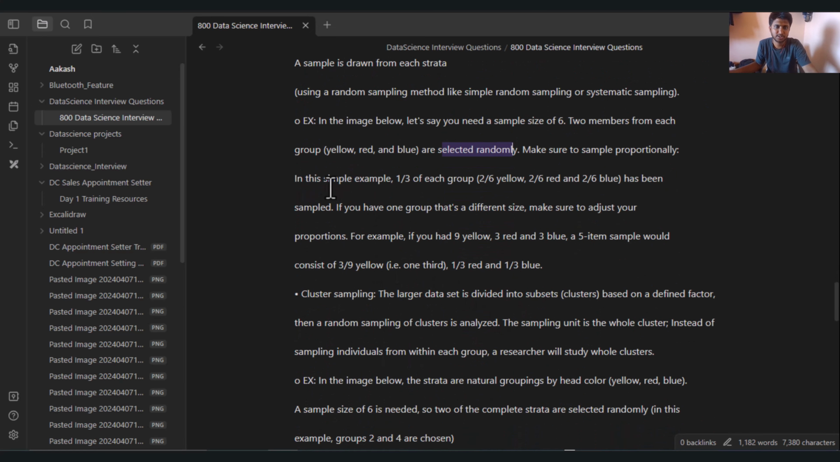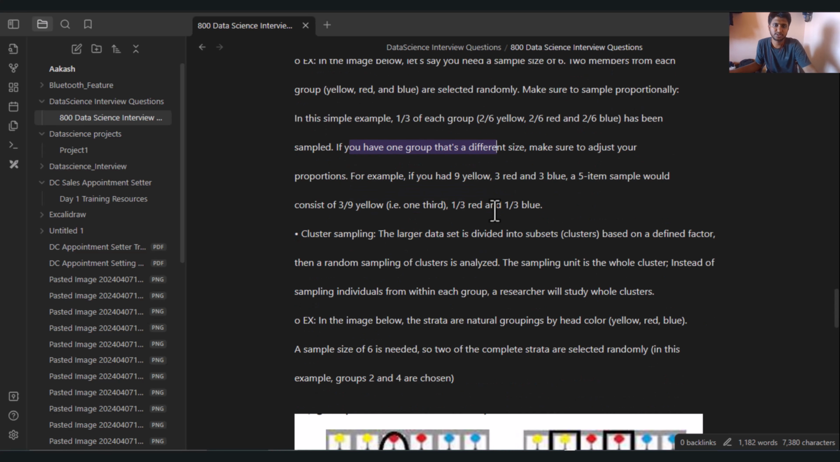So what you do in the simple example, 1 by 3 of each group, 2 by 6 of red, 2 by 6 of blue has been sampled. So if you have one group of a different size, make sure that you adjust the proportions, right? For example, if you have 9 yellow, 3 red and 3 blue, a 5 item sample would consist of 3 by 9, one third of red and one third of blue.